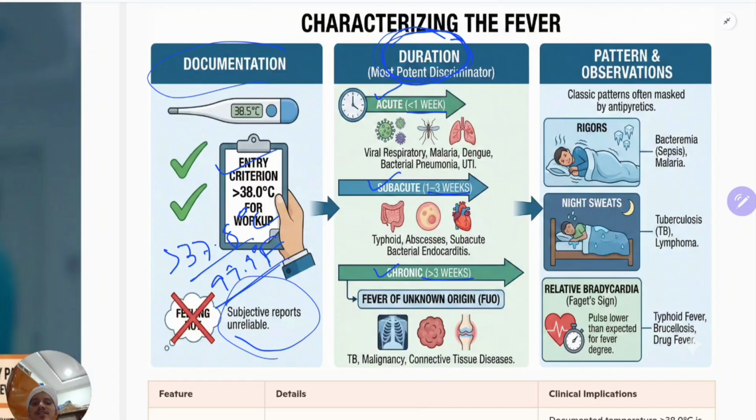Now, if it is less than 1 week, the causes are usually viral respiratory infections, or bacterial respiratory infections like pneumonia, malaria, dengue, urinary tract infection, or GI infections. So these are the common causes in less than 1 week. See the mosquito and remember malaria and dengue; lungs means bacterial pneumonia; and UTI, urinary tract infection. One more thing to add here is gastrointestinal infection. These are the common infections you encounter in a patient having fever less than 1 week.